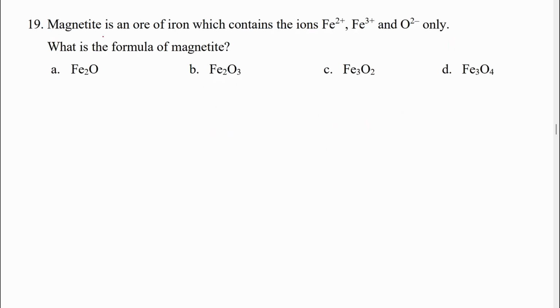Next question. Magnetite is an ore of iron which contains the ions Fe2+, Fe3+, and O2- only. What is the formula of magnetite? Okay, so we have Fe2+ and Fe3+. So it will bond with oxygen in here. It will bond with O2-, and here it will also bond with O2-. So I will take yours, you will take mine. It will become Fe2O2, and we can simplify it into FeO.